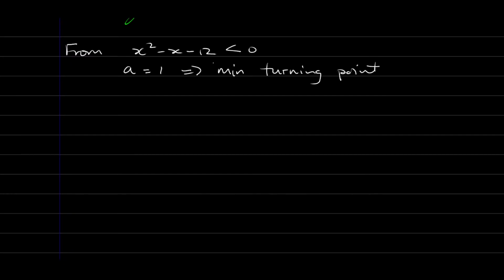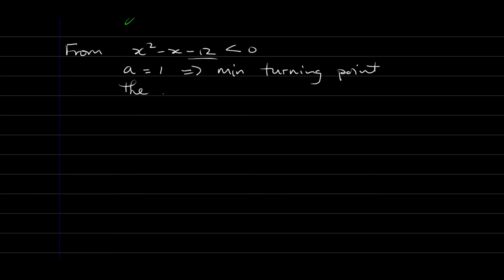So from x squared minus x minus 12 being less than 0, we see that a is equal to 1, which implies we have a minimum turning point, right? And you don't even need the intercept, which we already know here is going to be negative 12. We don't need that. We need to know the critical points.